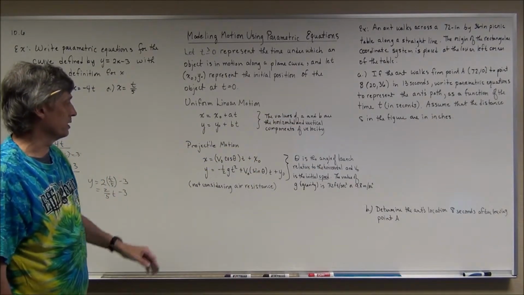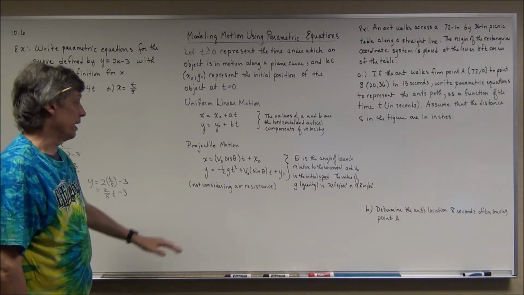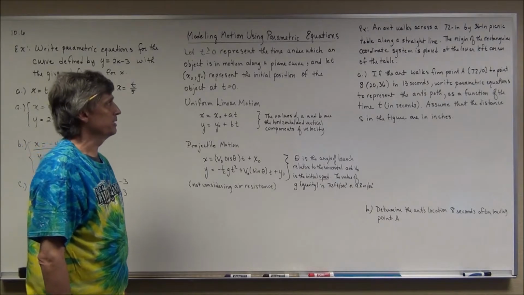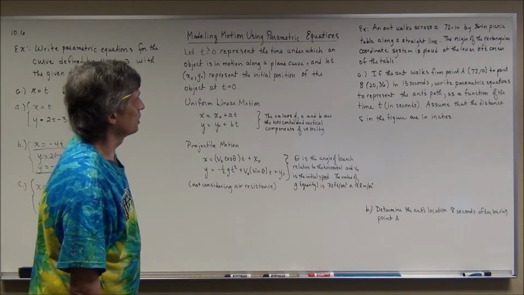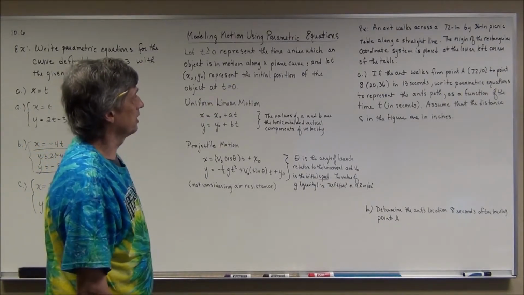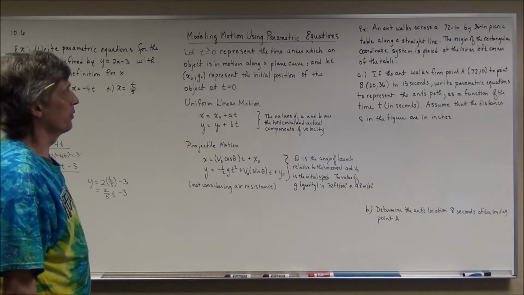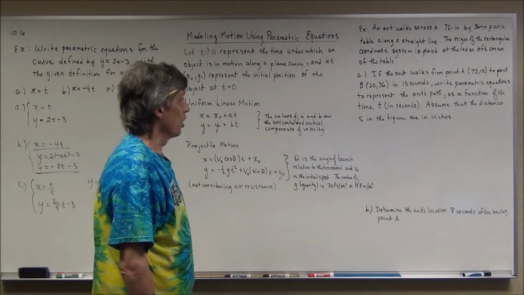So we're thinking of that as a positive amount. All right, and of course we're neglecting air resistance. So it's not quite exactly the fly and the spider question, but we have one here with an ant. And the example says an ant walks across a 72-inch by 30-inch picnic table along a straight line.